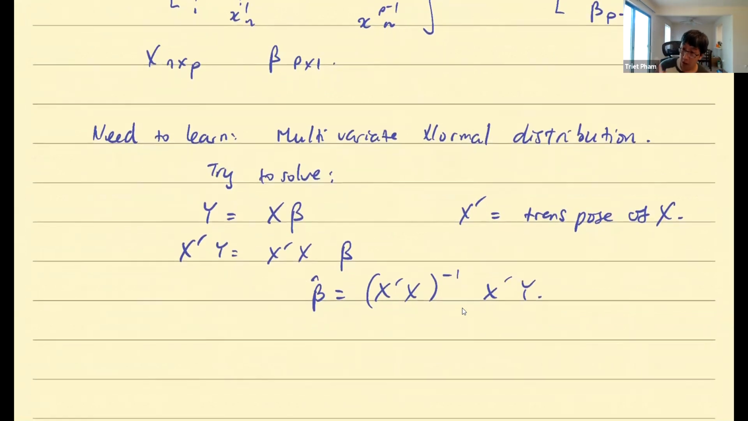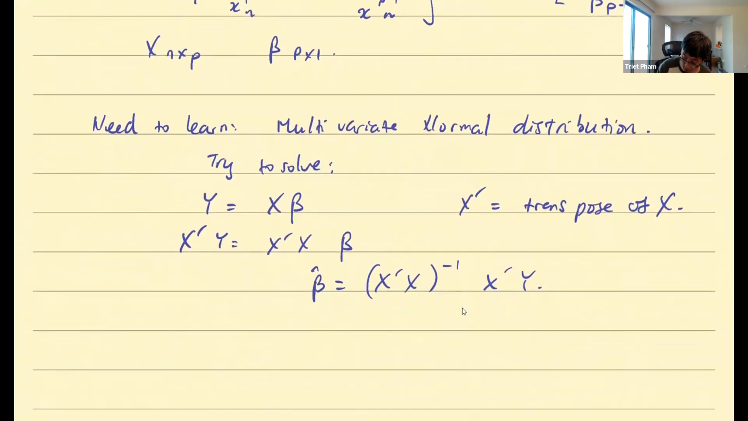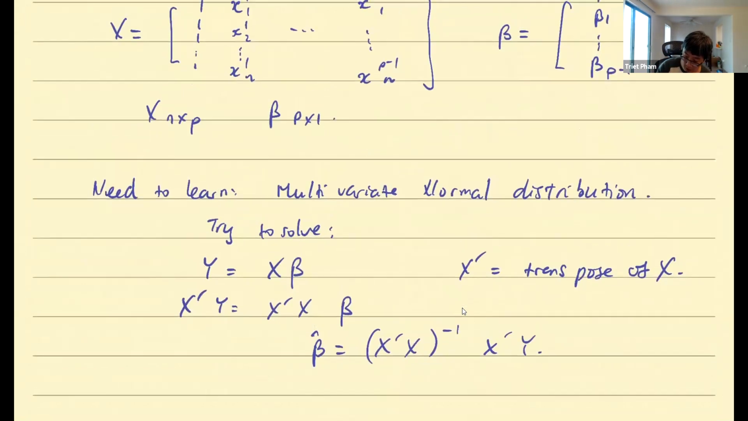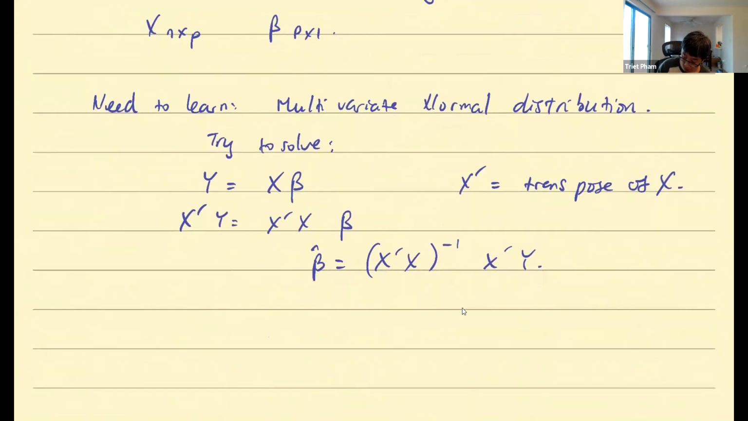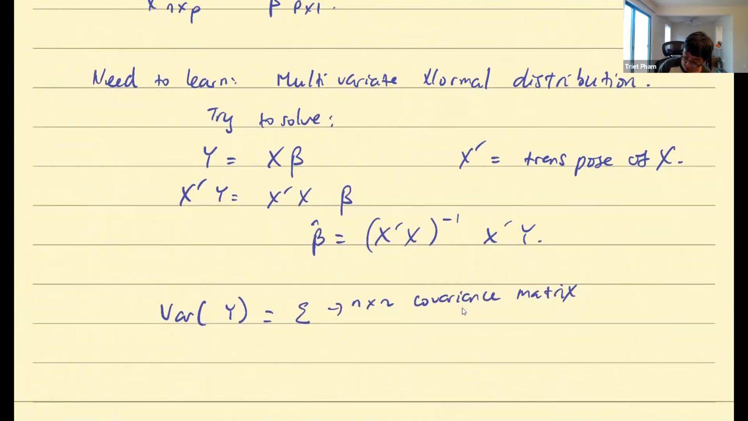Then there is one more result that I will say. In multivariate statistics, a very simple result like this: if variance of y is sigma, so this is going to be an n by n matrix, it's called the n by n covariance matrix, then variance of A times y is A sigma A transpose.